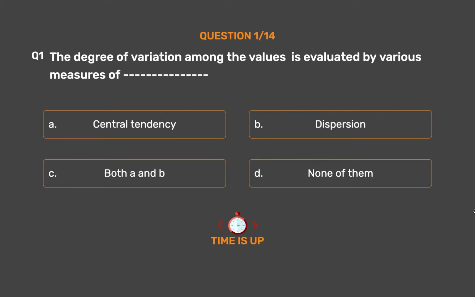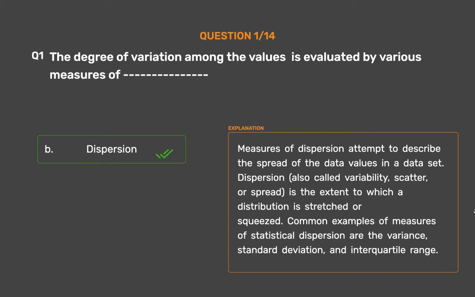The correct answer is Option B. Dispersion. Measures of dispersion attempt to describe the spread of the data values in a data set. Dispersion, also called variability, scatter, or spread, is the extent to which a distribution is stretched or squeezed. Common examples of measures of statistical dispersion are the variance, standard deviation, and interquartile range.